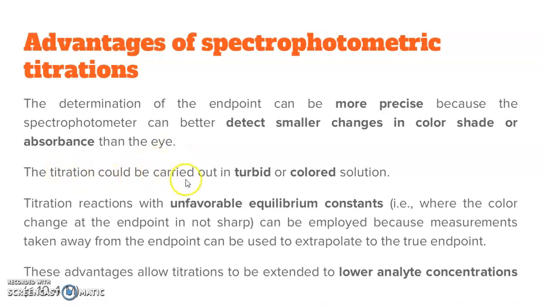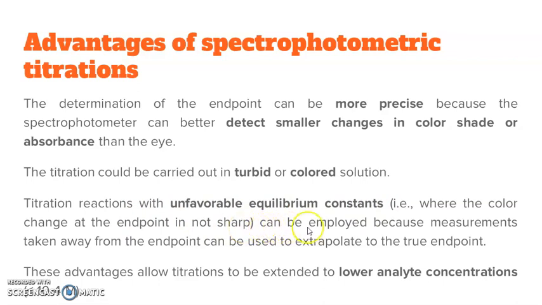The titration could be carried out in turbid and colored solutions. Very important, since that is where we fail to detect the endpoint as human beings. Titration reactions with unfavorable equilibrium constants are also possible. I have mentioned that the rounded part of the curve is because of the unfavorable equilibrium constant, where the color change at the endpoint is not sharp.